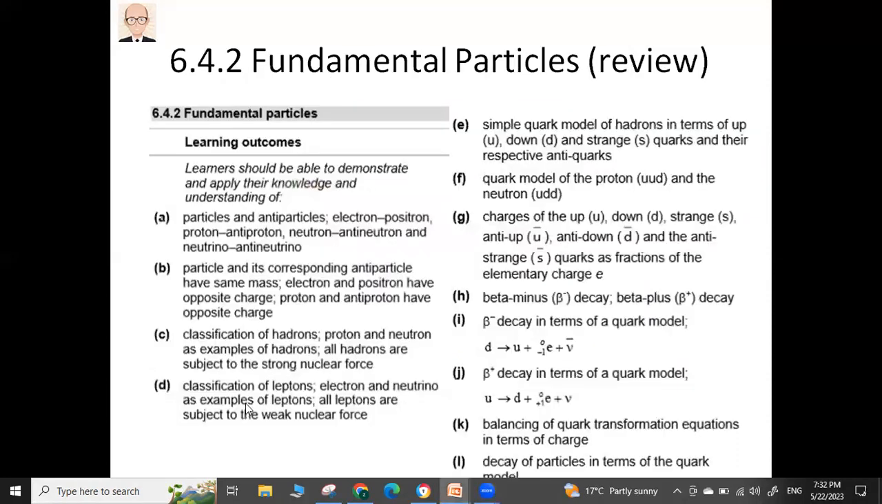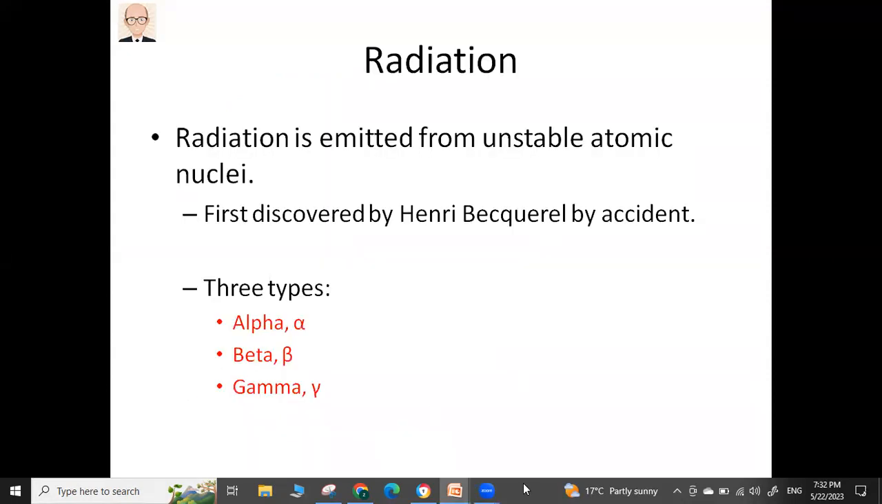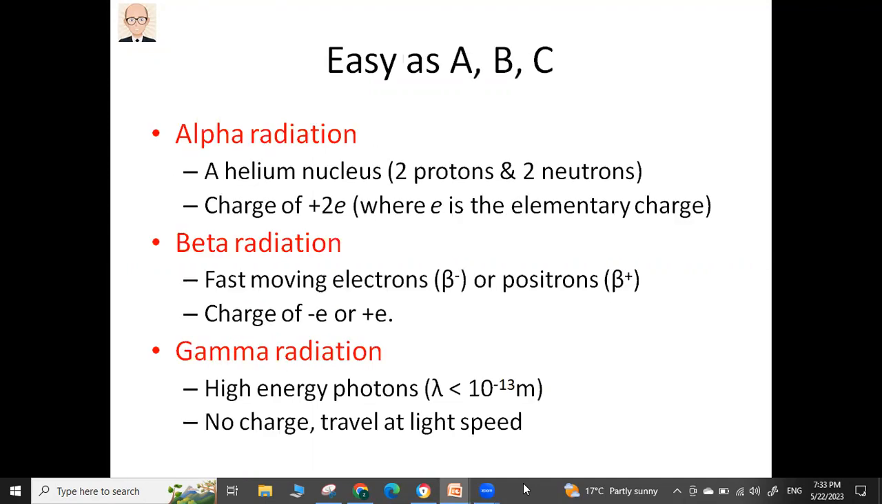Let's continue. Okay, now we'll look at types of radiations in more detail. So what are the three types of radiation? We have just seen that we have three types of radiation: alpha, beta, and gamma radiations. The radiation is emitted from unstable atomic nuclei, first discovered by Henry Becquerel by accident. And we have three types of radiation: alpha, beta, and gamma radiations. So it's easy as A, B, C.